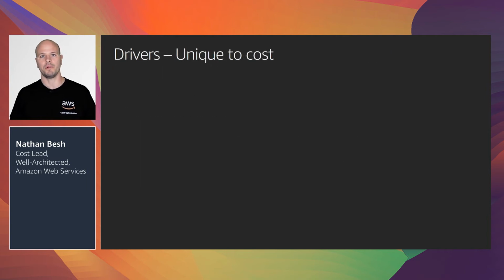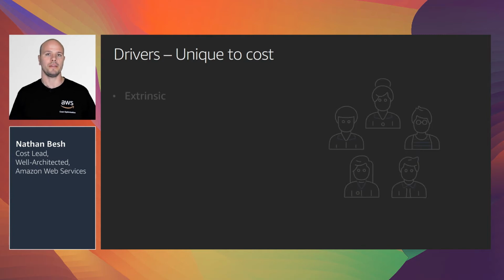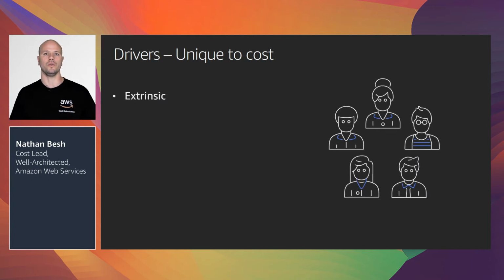So a great example of this is thinking about the drivers that are very unique to cost. Think about the extrinsic drivers. What are the goals? What are the KPIs that are put upon your builders? Chances are there's going to be things around uptime or things around security. They're going to make sure that they build systems that are going to be secure and reliable because it's their job and they're told that's what they need to do.